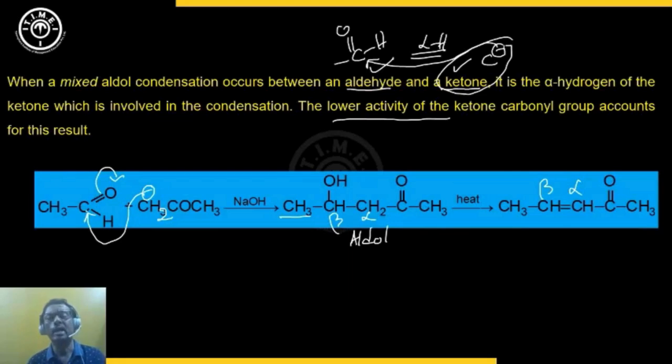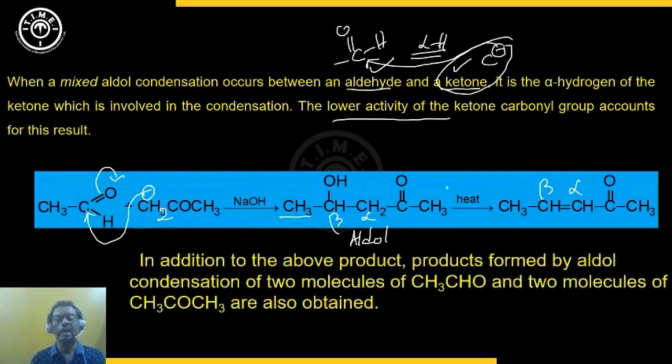So whenever there is an aldehyde and a ketone, both having alpha hydrogen, make the carbanion on the ketone and then attack the aldehyde's carbonyl. But this is only a major product. We can also get minor products by the aldehyde hitting itself: the carbanion of aldehyde hitting the carbonyl of aldehyde, or the carbanion of ketone hitting the carbonyl of ketone, or the carbanion of aldehyde hitting the carbonyl of ketone. That is also possible, but to a very small extent. I hope this is clear, right?